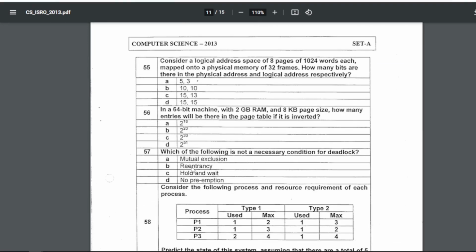Question number 56 is, in a 64-bit machine with 2 GB RAM and 8 KB page size, how many entries will be there in the page table if it is inverted? Right, so for 56 our answer will be A, that is 2 to the power 18.